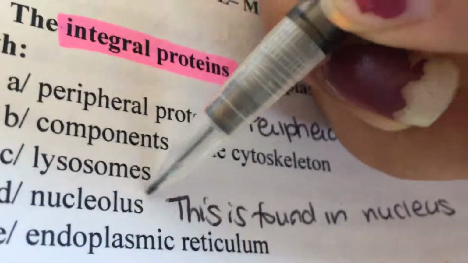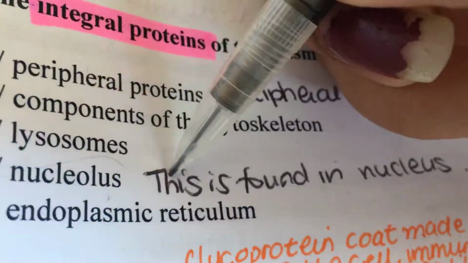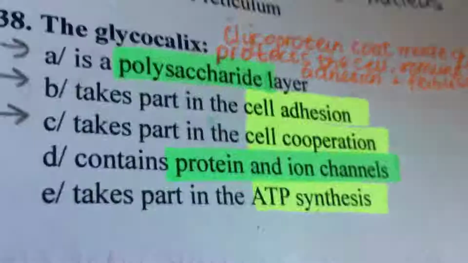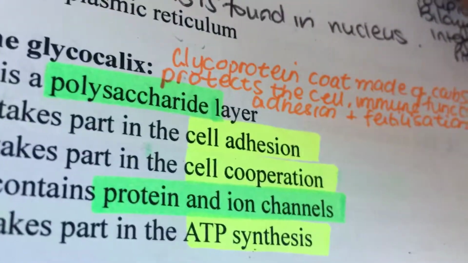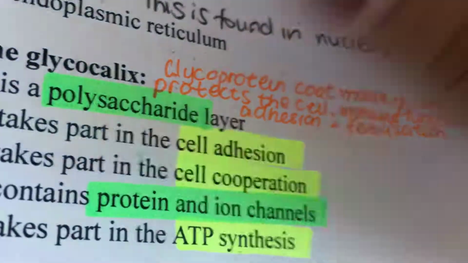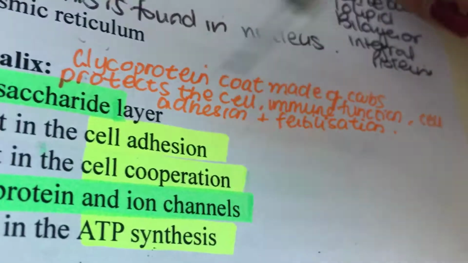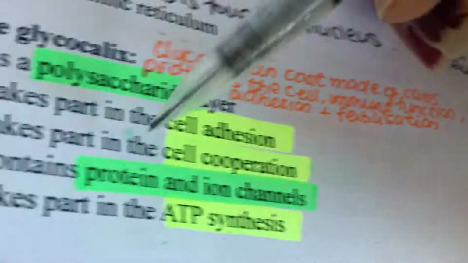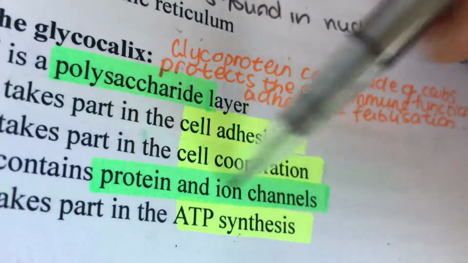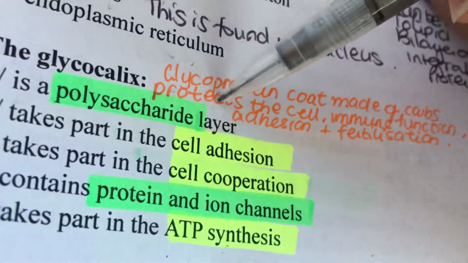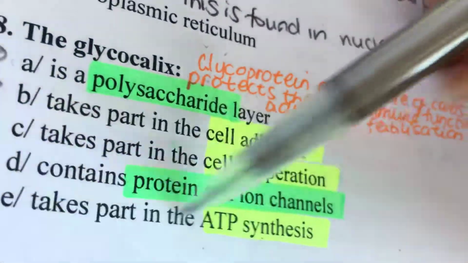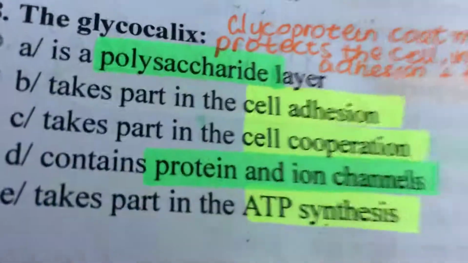It cannot possibly interact with the nucleolus. This is found within the nucleus, and these are the organelles. Glycocalyx, we've already talked about glycocalyx being basically a glycoprotein coat made up of carbs that protects the cell and supports immune function. It does take part in cell adhesion, does take part in cell cooperation, and it is a polysaccharide layer. It does not take part in ATP. These are irrelevant for this.